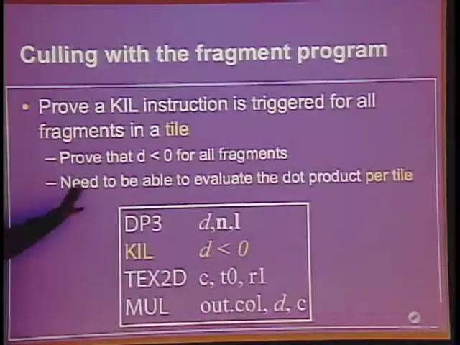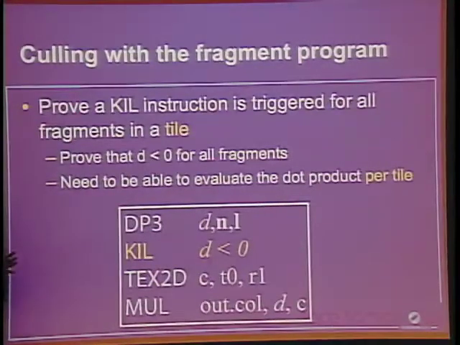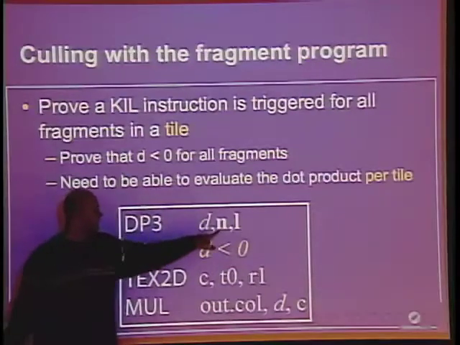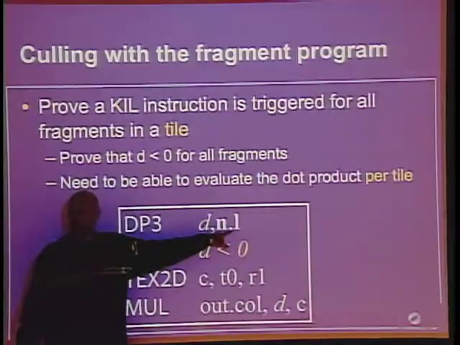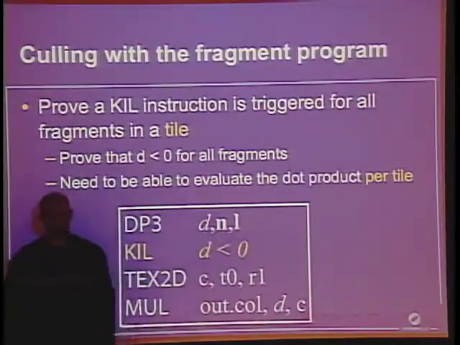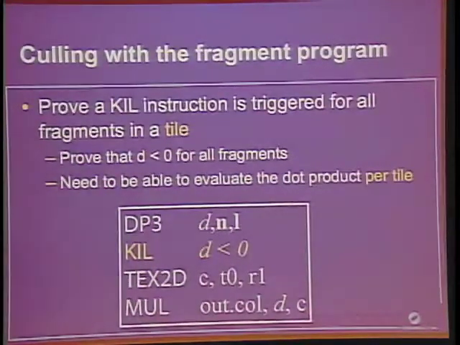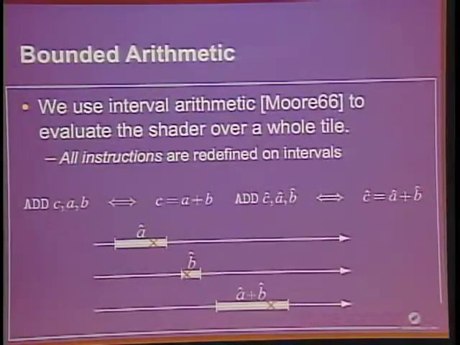So what we really want to be able to do is evaluate this dot product for the whole tile at the same time. So how do you do this? Because for every different fragment, we're going to have a different N, a different L. So it's really tricky. It's a hard thing to be able to do. So they did something really smart. They used what they called bounded arithmetic.